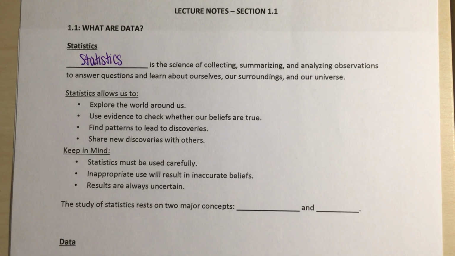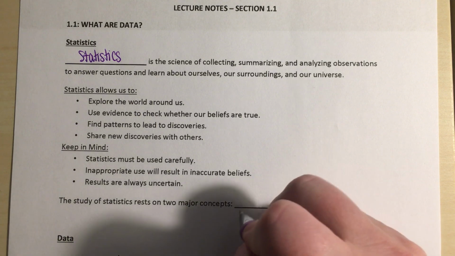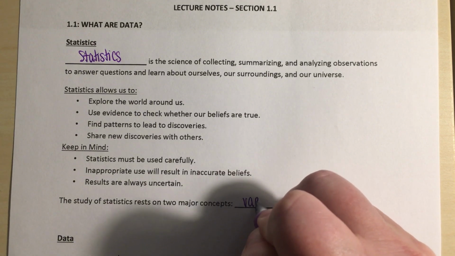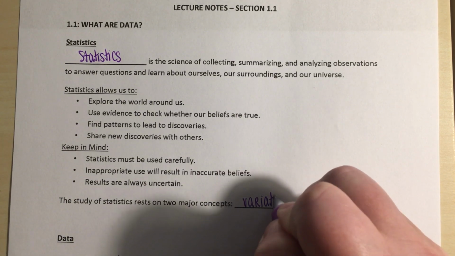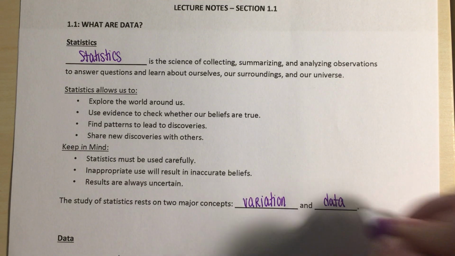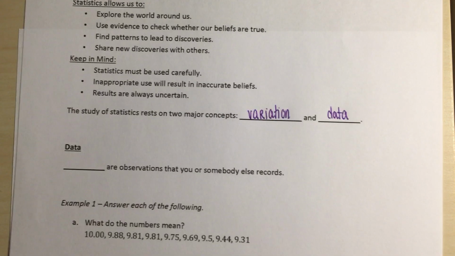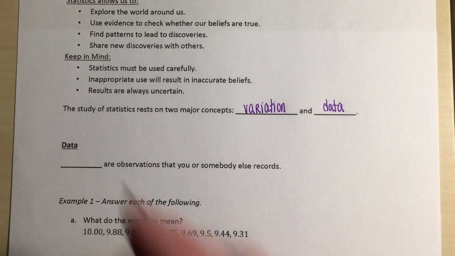The study of statistics rests on two major concepts. The two major concepts are variation and data. As we go through this section and the next few sections, and actually for the entire semester, we're going to be talking a lot about different types of variation, and a lot about different types of data. So let's start with data.